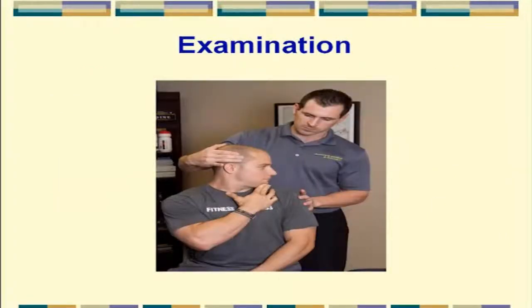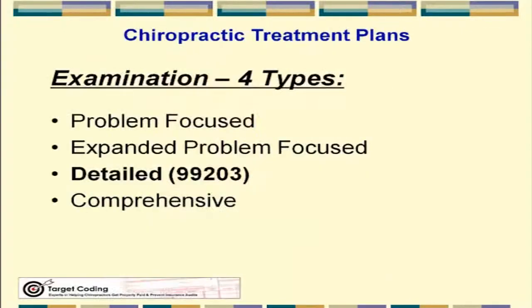Then we have the exam. The exam also has 4 levels here. If you're billing 99203, you have to examine 12 portions or 12 bullet points. You need 12 exam findings. Most of the doctors I work with, when they first become a member of Target Coding, are not getting 12 exam findings. They're lucky they're getting paid. The ones that get asked for their notes are not getting paid because most doctors are not justifying 12 exam findings. So make sure you are justifying your 12 findings.